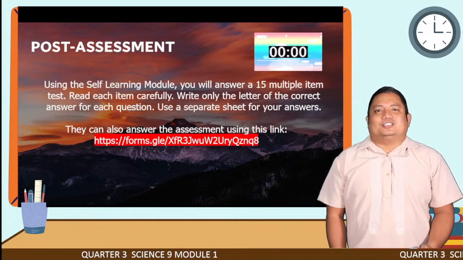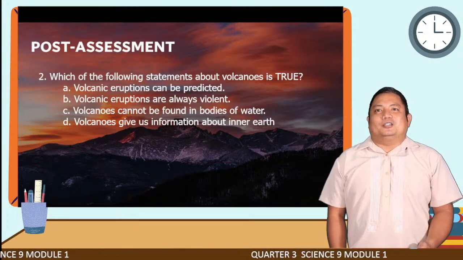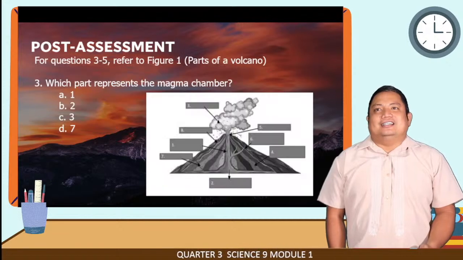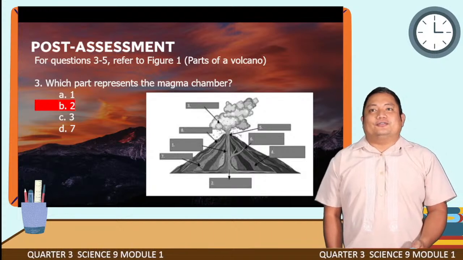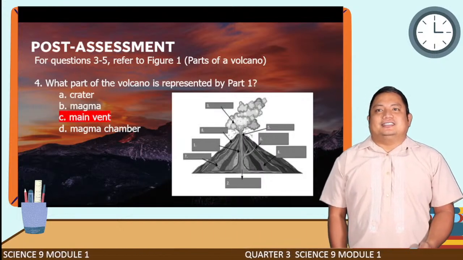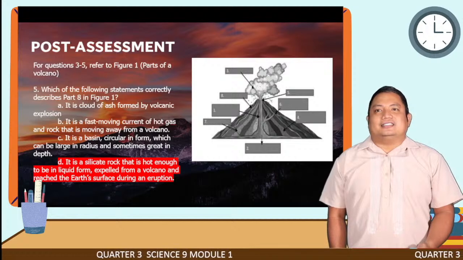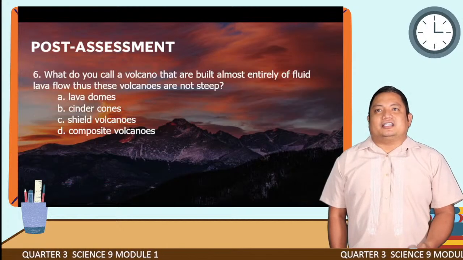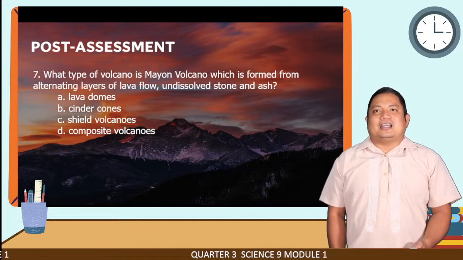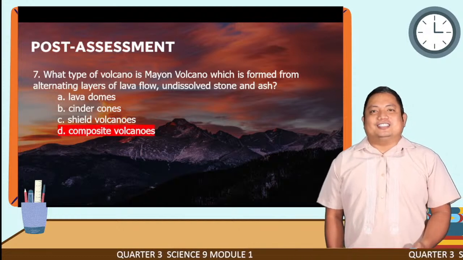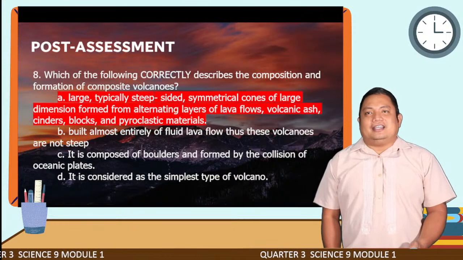Okay, time's up. Let us check your answer. For number one, yes, it is letter D. For number two, letter D, correct. For number three, it is, yes, letter B. For number four, it is letter C. For number five, what is your answer? Yes, it is letter D. For number six, your answer. Very good, it is letter C. For number seven, very good, it is letter D. Number eight, your answer, letter A, nice.